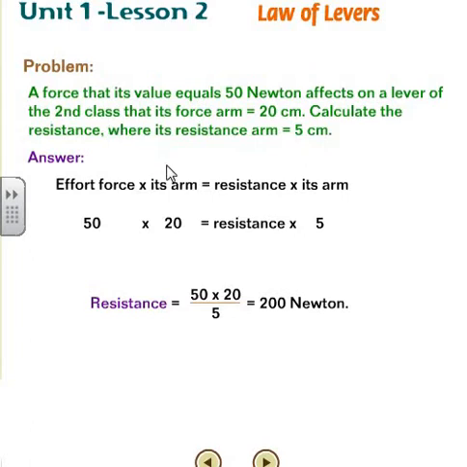By applying the rule, force times its arm equals the resistance times its arm. The force is 50, its arm 20, the resistance does not exist, we need it, and its arm is 5. The resistance will be 50 multiplied by 20 divided by 5, which equals 200 Newton. 200, and the measuring unit of the resistance is Newton, not centimeter.